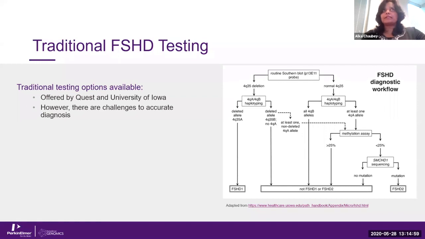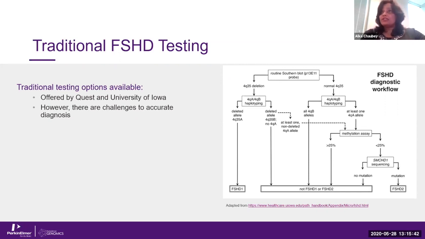So you can see on the left side of this flow chart, if you do have the repeat contraction, then you will have FSHD. However, if you have the contraction, as I just mentioned in the previous slide, but you do not have the 4QA haplotype, then there will not be any FSHD manifestation. Now, the complication becomes on the right-hand side: if you have a normal range of your repeat array, however, if you have one of those 4QA polymorphisms, then a methylation assay can also ascertain if there is FSHD type 2.